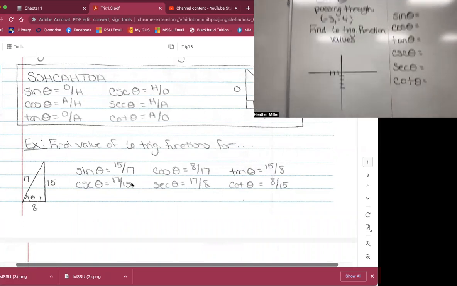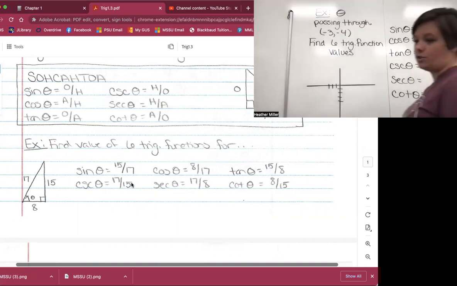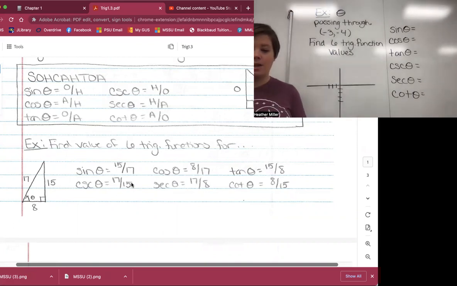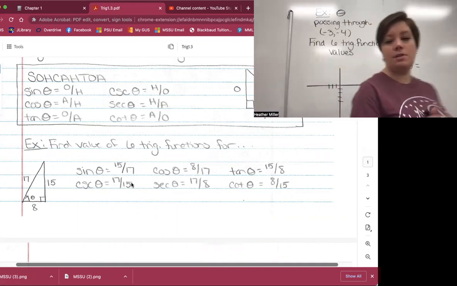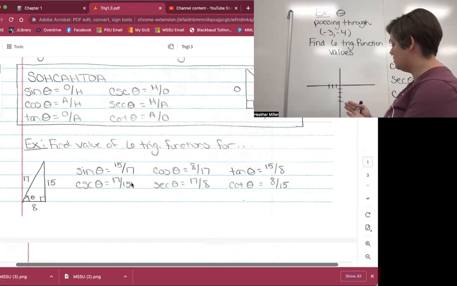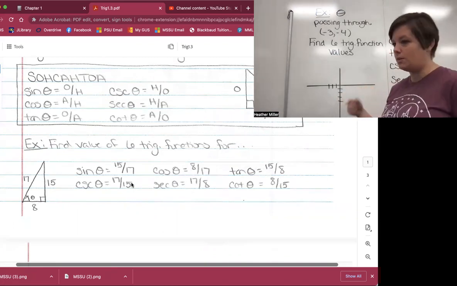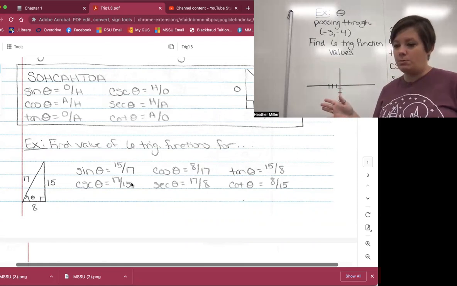Okay. So here it gives us a different situation. Here it says the terminal side of an angle theta in standard position. Standard position means that we start from our x-axis, and we move counterclockwise around our circle. We talked about this back in 1.1. So if it's in standard position, that's what it's going to mean.